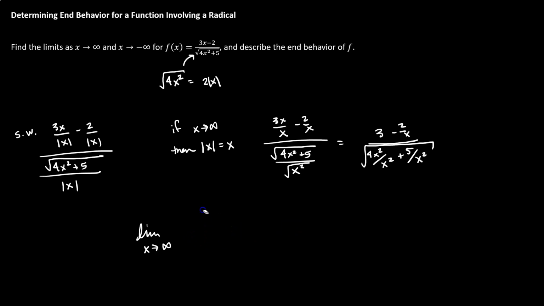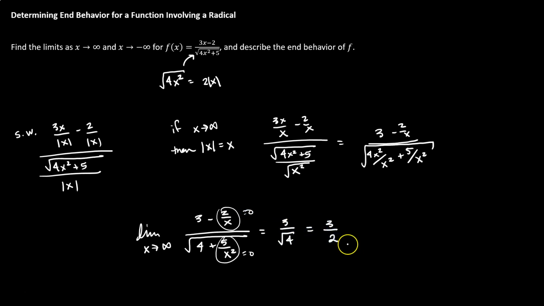So we have 3 minus 2 over x. Our denominator looks like the square root of 4 plus 5 over x squared. So this term goes to 0. This term goes to 0. We're left with 3 over square root of 4, or 3 over 2. And I'm going to let you finish that one on your own.